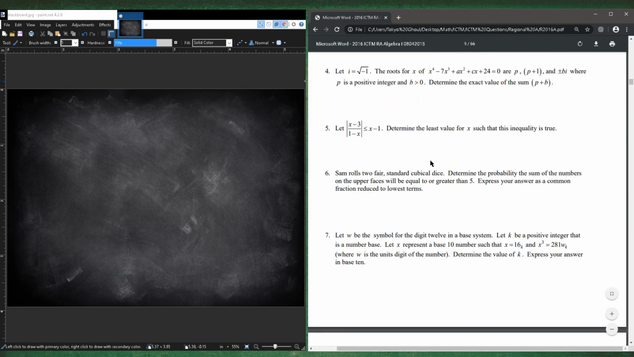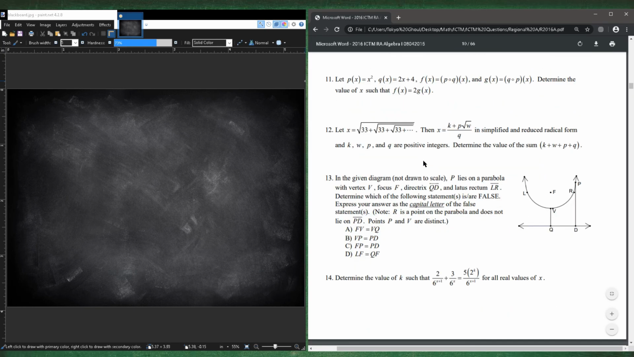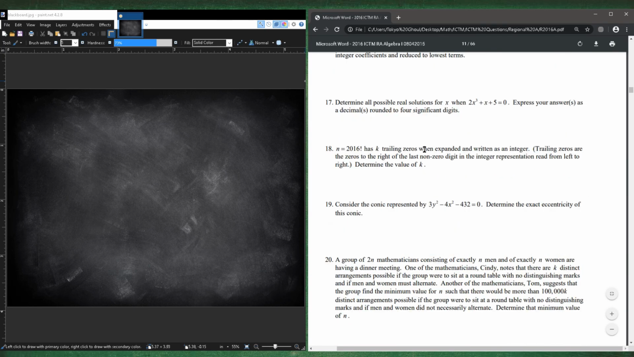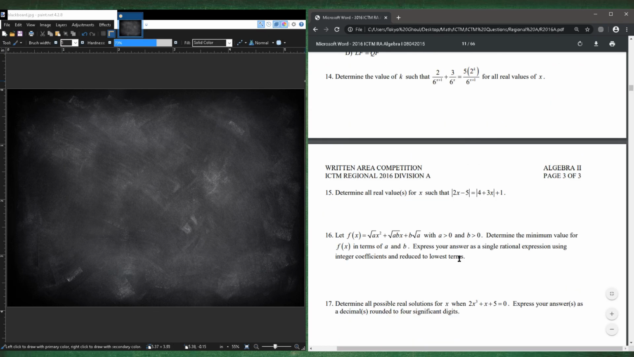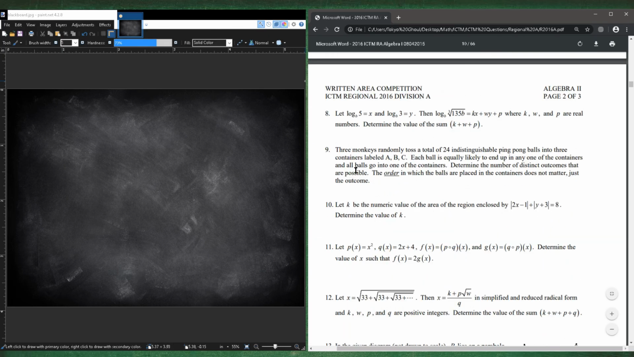But that's generally it. So the takeaway from this is to learn your conics and try to learn combinations. I believe combinations of probability were in number 20 and another one, number 9.